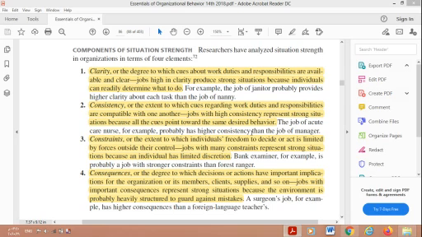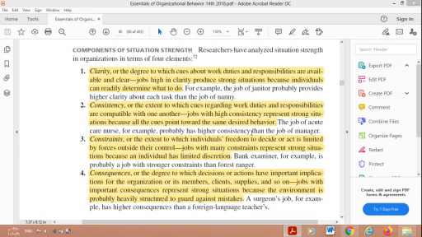Okay, the second element is consistency. And what do we mean by consistency? It is the compatibility among the duties and responsibilities, or to what extent the cues regarding work duties and responsibilities are compatible with one another.